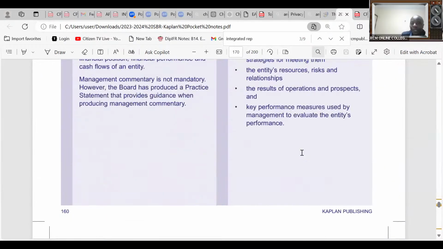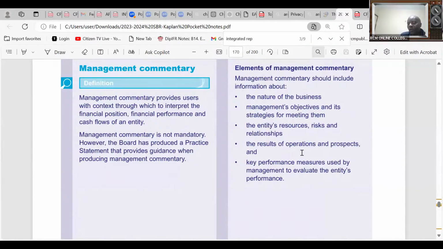So I repeat, management commentary should include the following: the nature of business, right? You had, of course, Martin Oduor talking about, in this case here, grain or whatever. I mean, if you read, you'll be able to understand what business are they doing? How is the macroeconomic environment, all right? What is it that they really did to ensure that against that very bad trend, environment of high taxes, what do they do against that bad grain to still post a very good performance? The entity's resources and risks and relationships, the results of operations and prospects, and the key performance measures used by the management to evaluate the entity's performance.